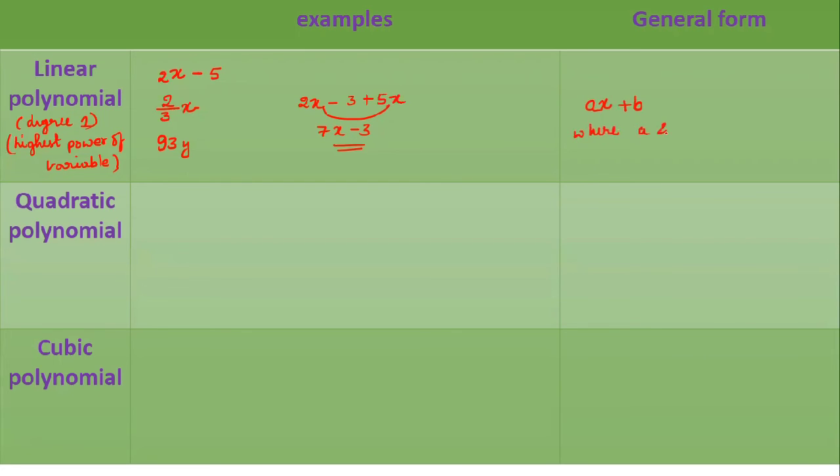So the general form of linear polynomial is ax plus b, where a and b are constants. You can write any number in the place of a and b. 100x plus 99, 3x plus 5, minus 7x, minus 9. You can write any real number. a and b are real numbers or constants.